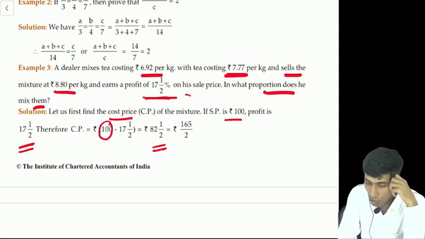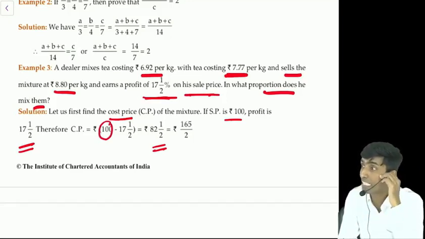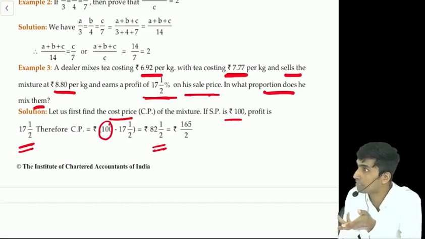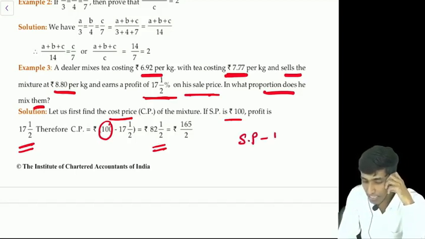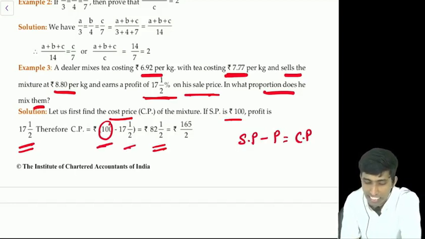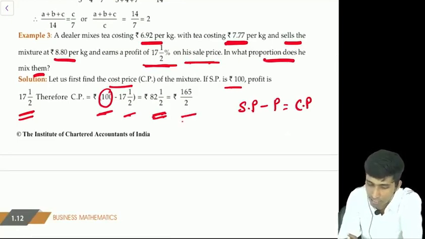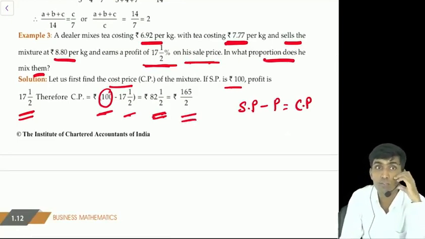Right now, 100 is my selling price. This profit is on what? Selling price. So 100 into 17.5%, how much? 17.5. From selling price, if I minus the profit, what I will get? So 100 minus 17.5, I will get cost price. How much? 82.5. Correct. That is 165 by 2.